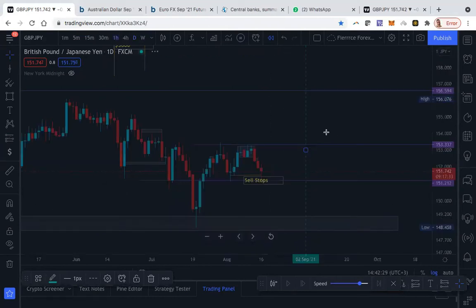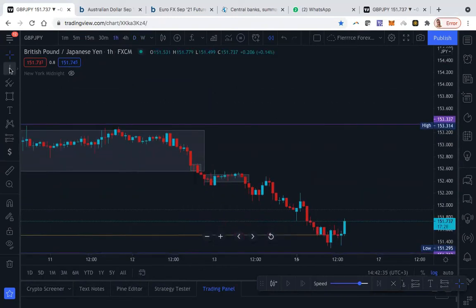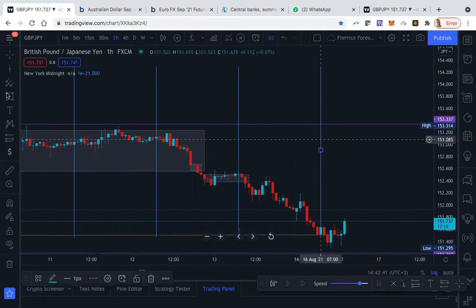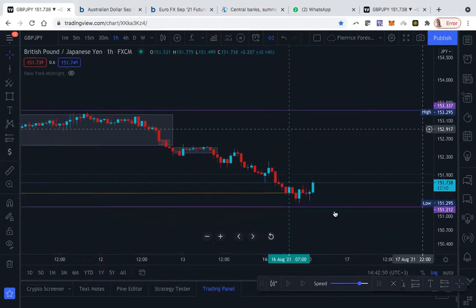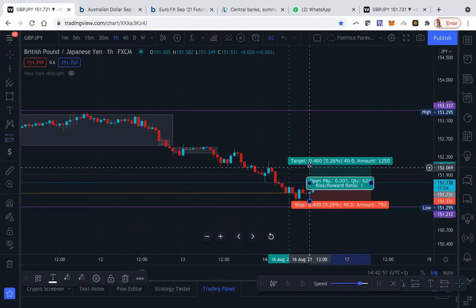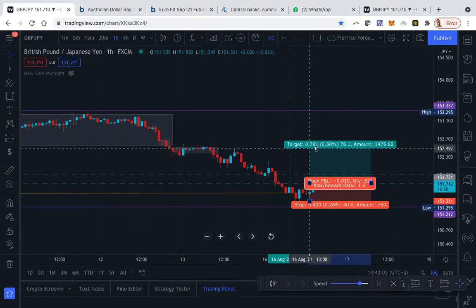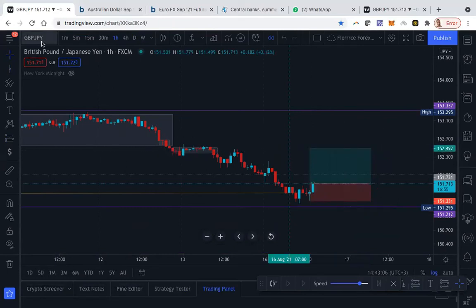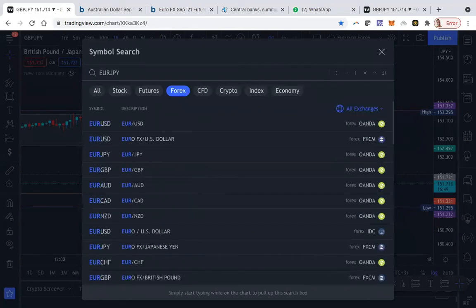But right now, let me look at the 1 hour. Sorry, guys. Let's look at the 1 hour. Yeah, so we are bullish on GJ as well. Okay, let me look at Euro JPY. I like to look at Euro JPY as well.